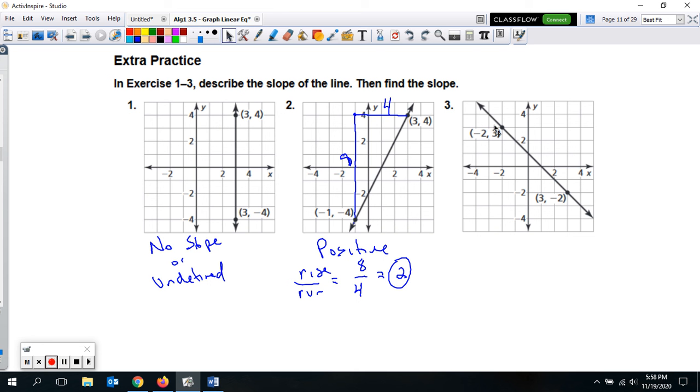Number 3, you can see what kind of slope this is. It's going downhill from left to right. Its arrow on this side is pointing in the negative direction, so it is a negative slope.